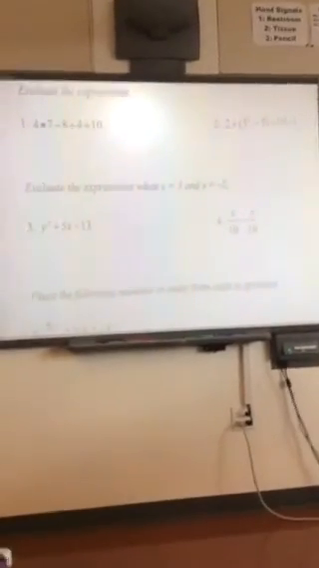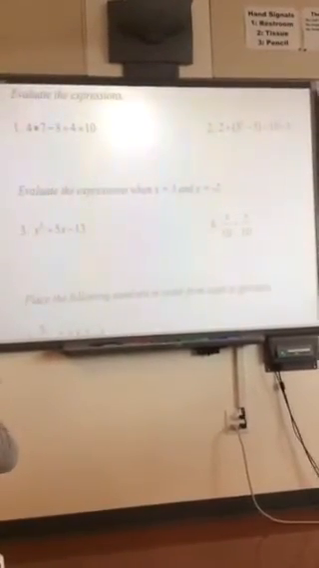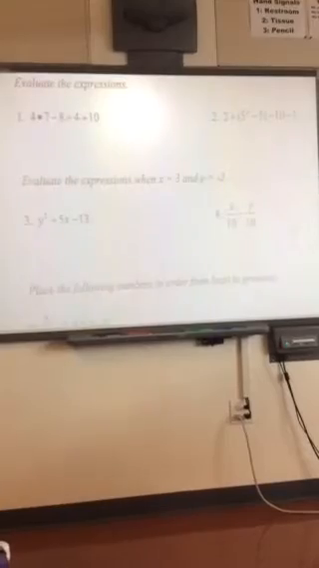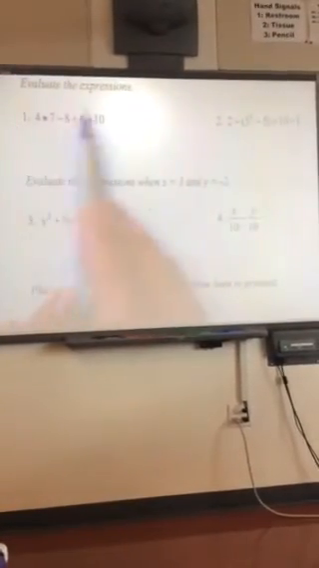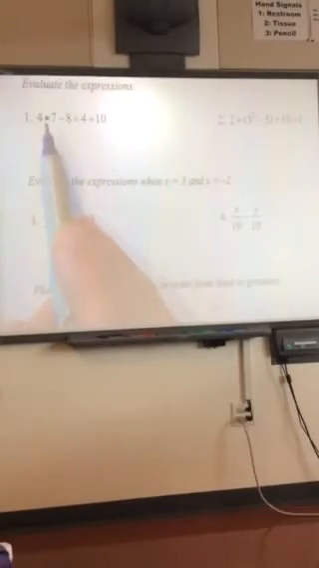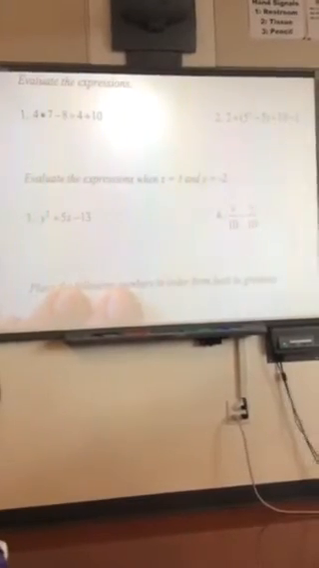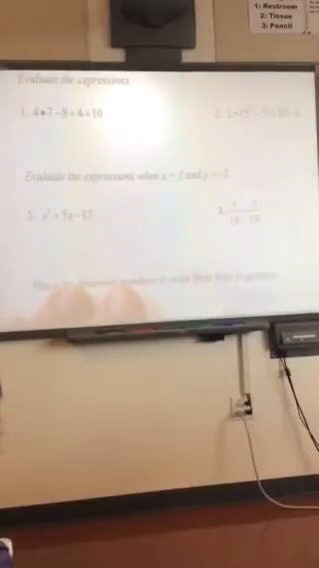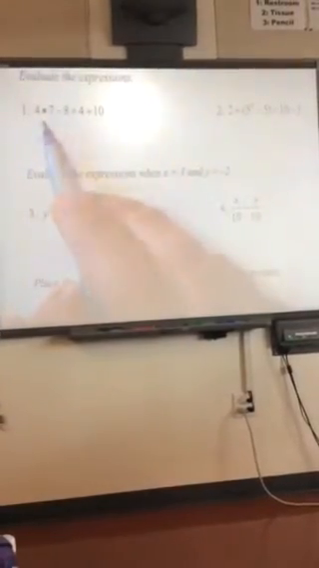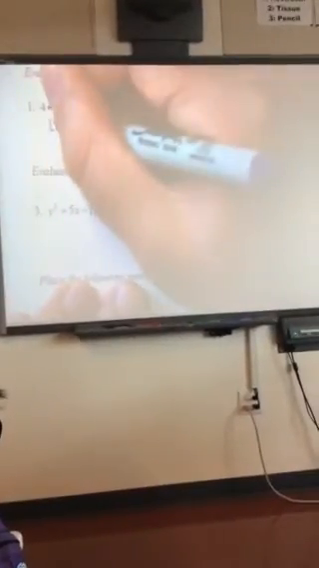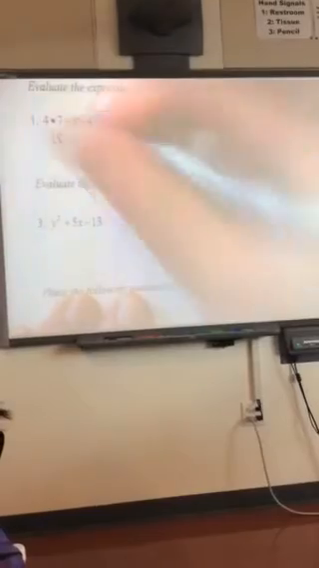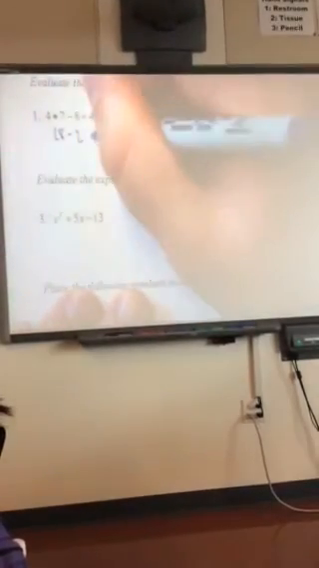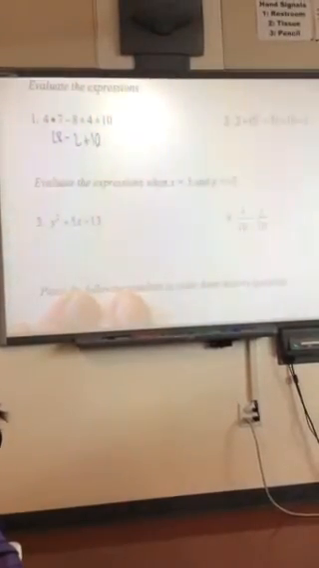Parentheses first, exponents, multiplication, division, addition, subtraction, in that order. So I'm looking at this, I see no parentheses, I see no exponents, so that takes me to multiplication and division. We can do those left to right. So first I'll do 4 times 7, 28. And then, going left to right, I could also do 8 divided by 4, which is 2, plus that 10 at the end.